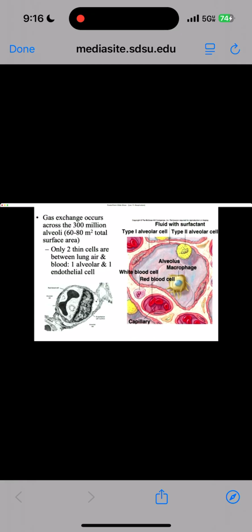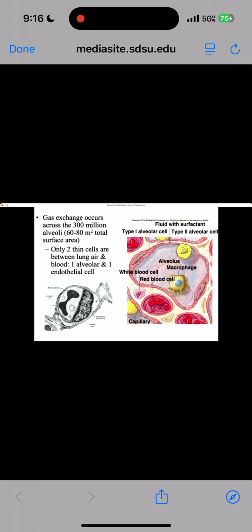Now, if we look at this area a little bit more closely, what I have on the left side is an actual micrograph of a high magnification of a capillary. Where's my pointer? Oops, sorry. This is the capillary here. This is the nucleus of the endothelial cell that makes up the capillary. This is actually plasma, and in the process of fixing it to make a slide, some of the contents of the plasma crystallized. And this is a cross-section of a red blood cell going through the capillary. On either side, we have alveolar sacs, okay? This is where the air is coming in and leaving the lungs for gas exchange.